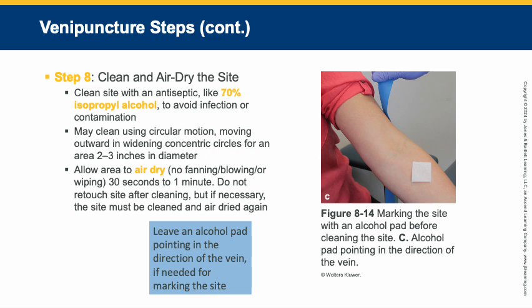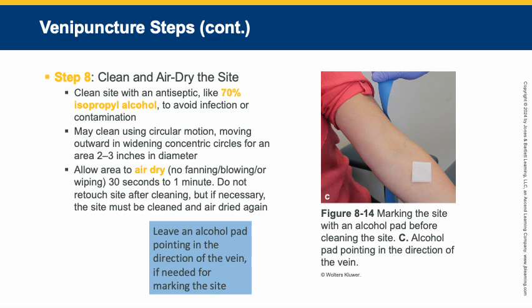Step 8, clean the site with an antiseptic like 70% isopropyl alcohol to avoid infection or contamination. You may clean using a circular motion, moving outward in widening concentric circles, starting right in the middle, for an area 2 to 3 inches in diameter. Allow the area to air dry. Remember, don't fan it, don't blow it, don't wipe it. 30 seconds to 1 minute.